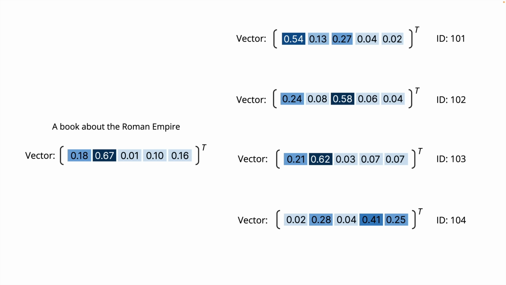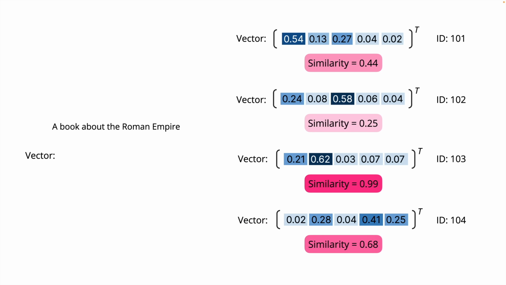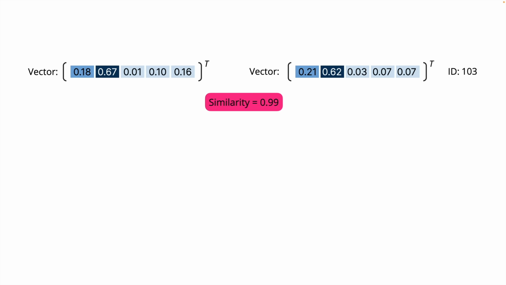We would then compare this vector with those in the database, calculating a similarity score between the vector and the query. I'm using a distance metric called the cosine similarity here, but there are quite a few different options you can use, and what you have available will depend on the vector database that you choose. So you can see from this comparison, our third book vector, 103, ended up being the most similar to our query vector.